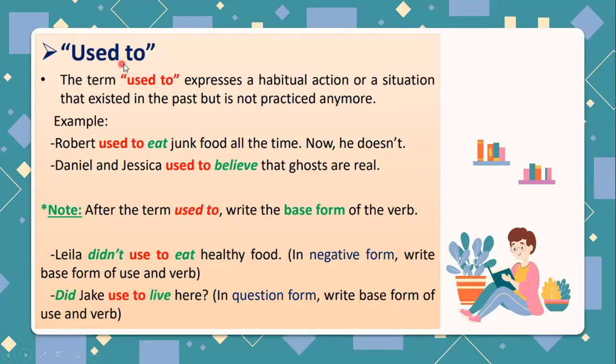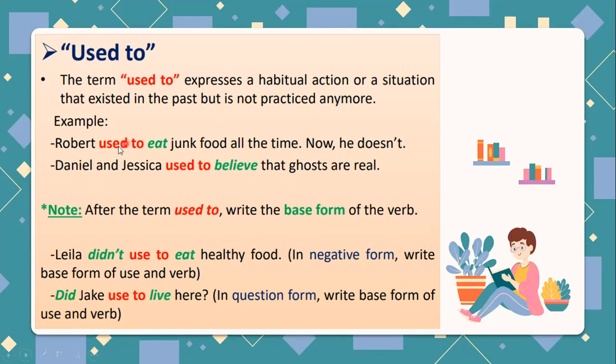Now we have used to. Used to expresses a habitual action or a situation that existed in the past but is not practiced anymore. So we use used to, this term, in the past simple tense to express habitual actions or situations, as we said in the usages at the beginning of this lecture. So to express habitual actions or situations that existed in the past, but for sure they do not take place anymore. Because as we said, all actions in the past tense happened before and ended before.